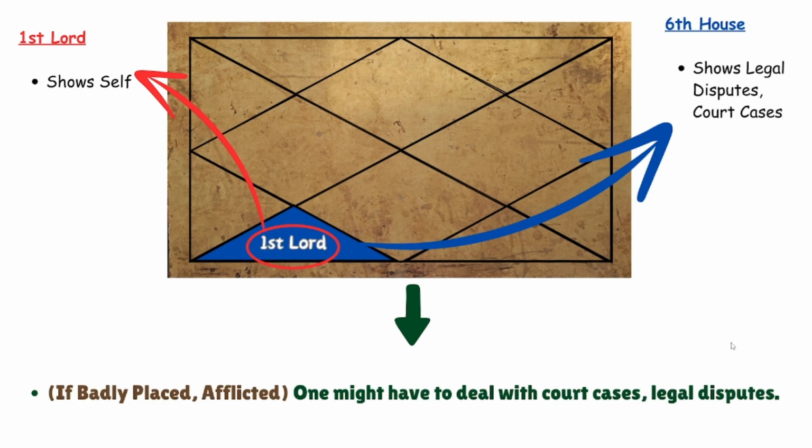First lord is the lord of self, and sixth house is a house of legal disputes and court cases. So if this is badly placed, afflicted, then one might have to deal with a court case or a legal dispute. And depending on what the first lord is, we can see why the court case would be, and all of these results would be mostly prominent when this dasha period is activated.